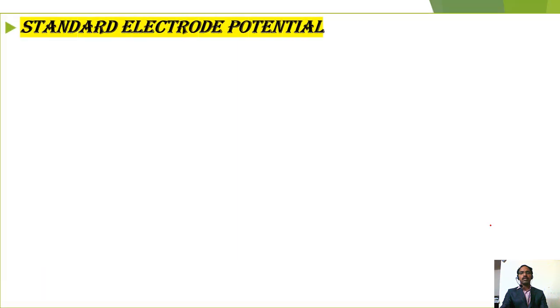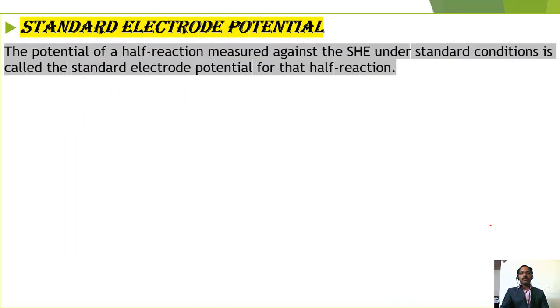Next, standard electrode potentials. What is the standard electrode potential? The potential of a half reaction measured against the standard hydrogen electrode under standard conditions is called the standard electrode potential for that half cell reaction.